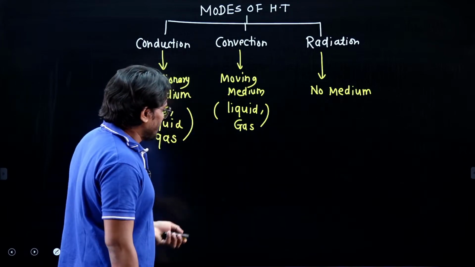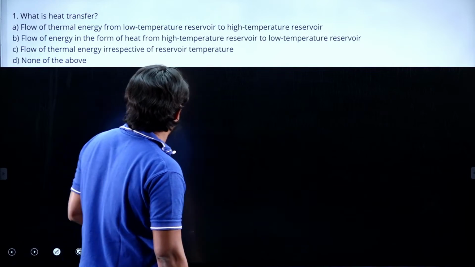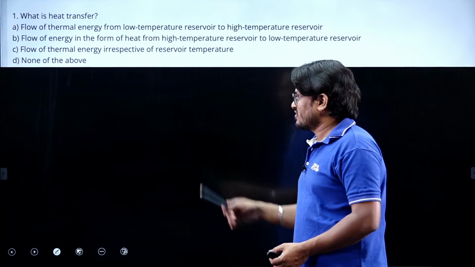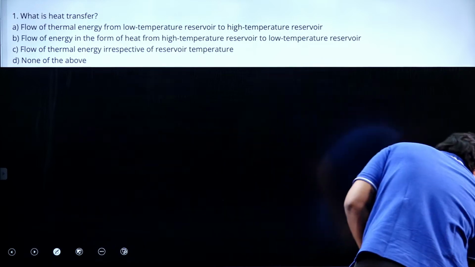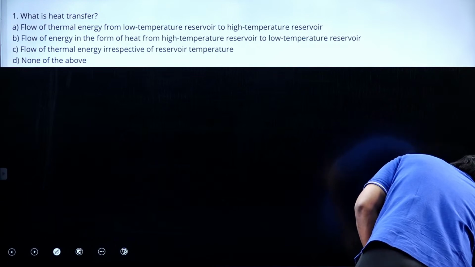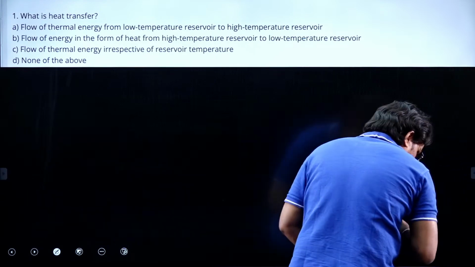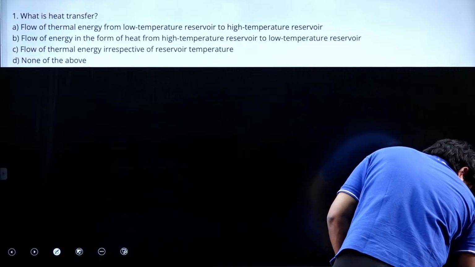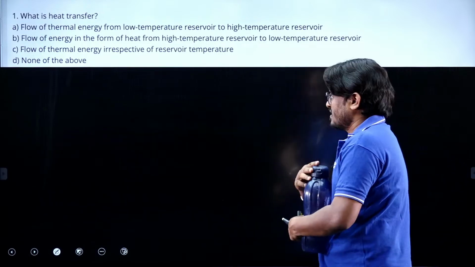So this is stationary medium, moving medium, no medium. Based upon what we discussed, we will try to figure out the answers. Read the question and try to solve.